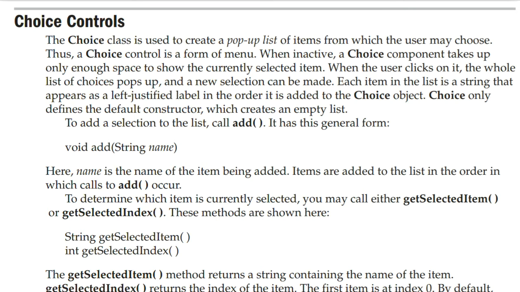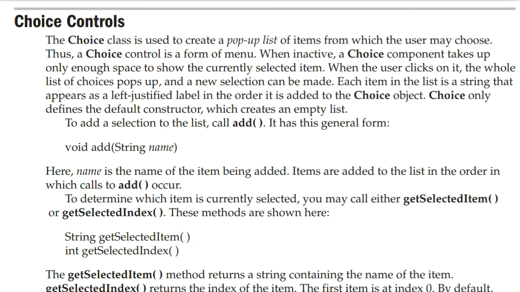Each item in the list is a string that appears as a left-justified label in the order it is added to the Choice object. Choice only defines the default constructor, which creates an empty list. To add a selection to the list, call the add method. It has this general form: void add(String name).